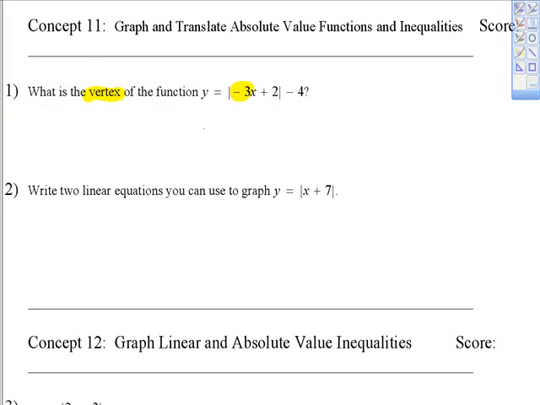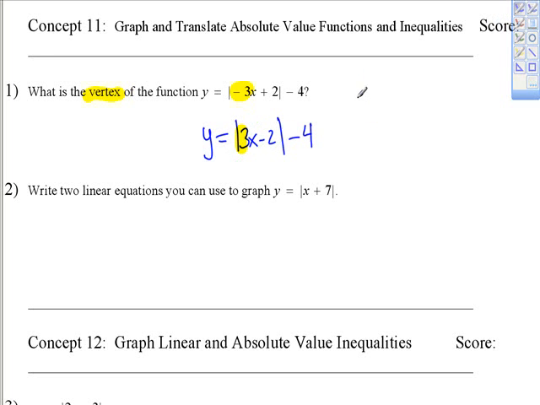The first thing I'm going to do is rewrite this. So instead of negative 3x plus 2, I know inside an absolute value I can change all the signs without changing the value that would come out of the absolute value. So I'm going to do that first. And then I don't want to see a 3 here. I just want to see a 1x. And then whatever happens, I'll be able to determine what the vertex is.